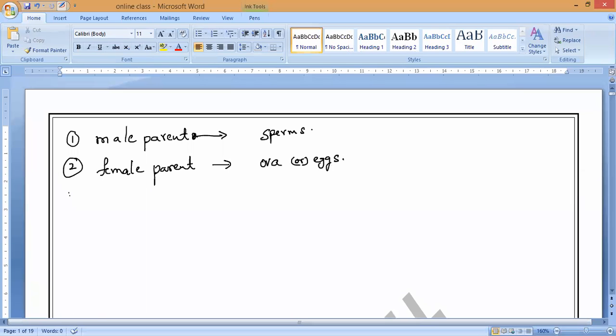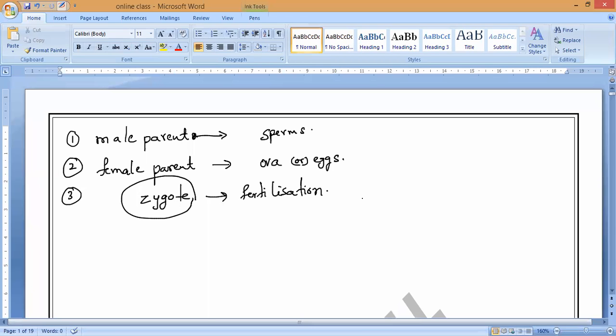Now the third point, what will happen? The male gamete, the sperm, enters the female gamete called the ovum, and both fuse and form a single fused cell called a zygote. Yes, that is it. This process is called fertilization. This is what we studied in the last class.